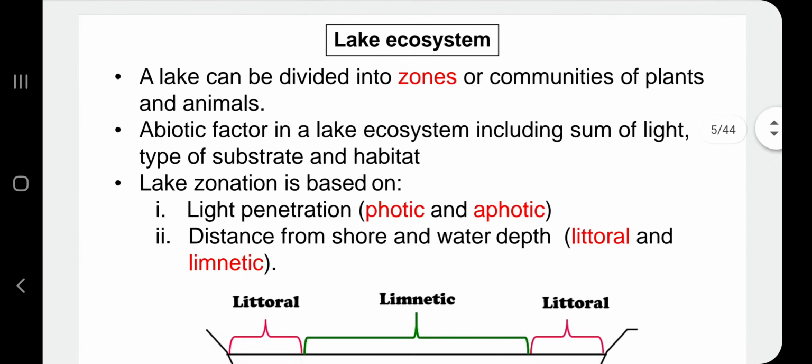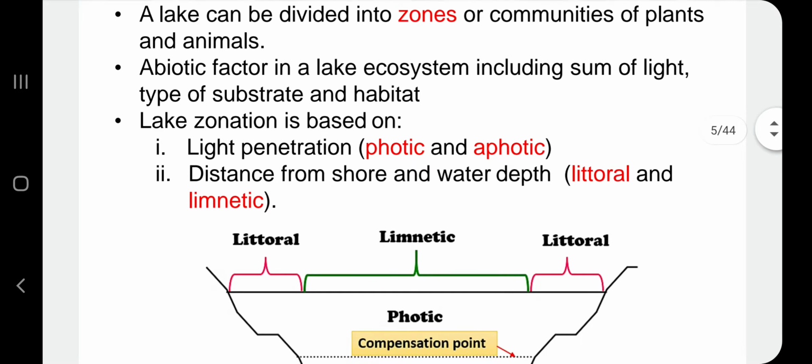For the lake ecosystem, we can divide it into zones or communities of plants and animals. The abiotic factors in a lake ecosystem include the amount of light, type of substrate and habitat. For the second point, you just read through.